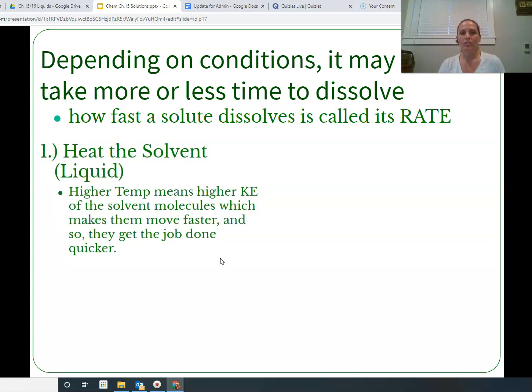So one thing that we can do, like we mentioned, is heat the solvent. A higher temperature means higher energy, which makes the molecules move faster. We already know about this, right? We've talked about this with gases. If we can heat it up, then we're going to make them stronger and faster at doing their job. And so the job's going to get completed faster.